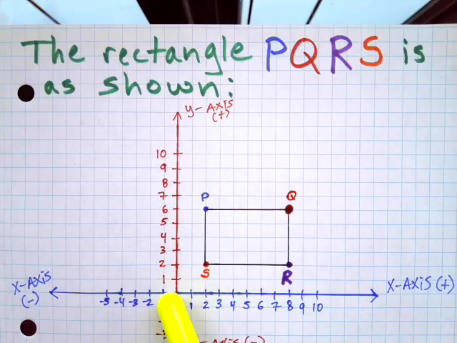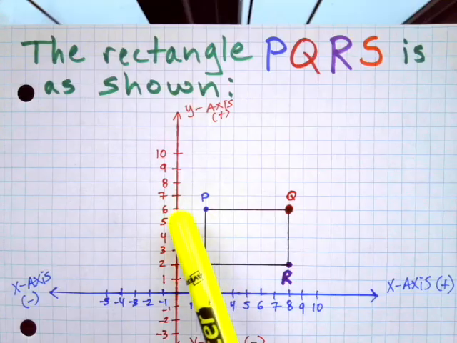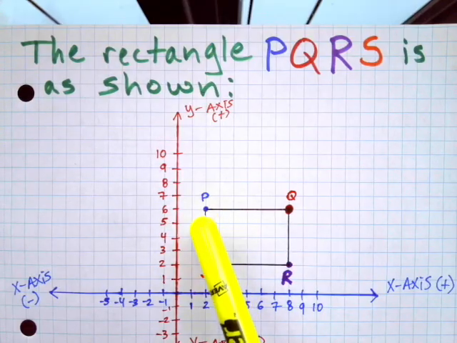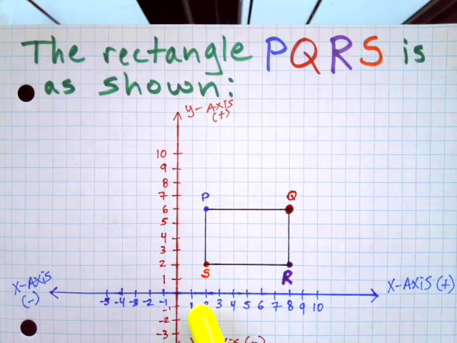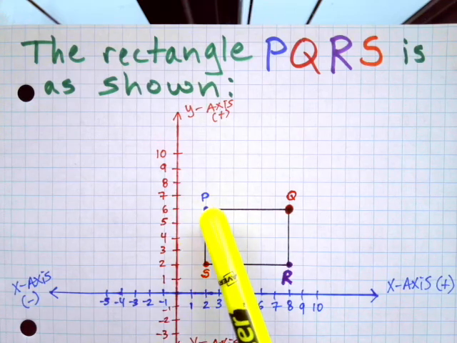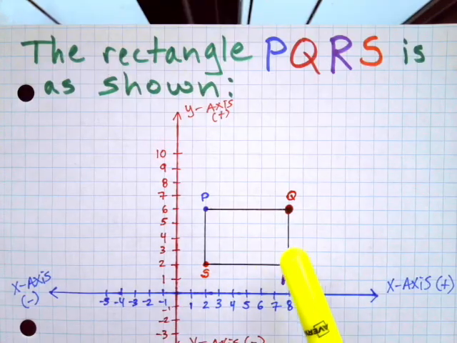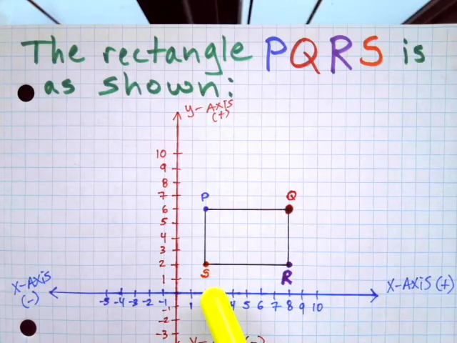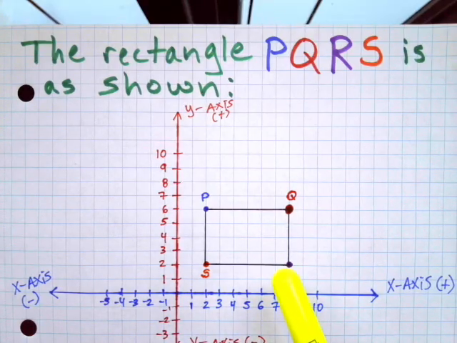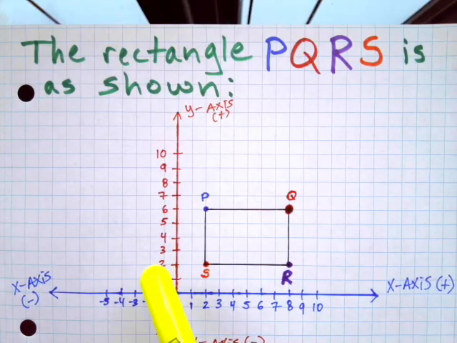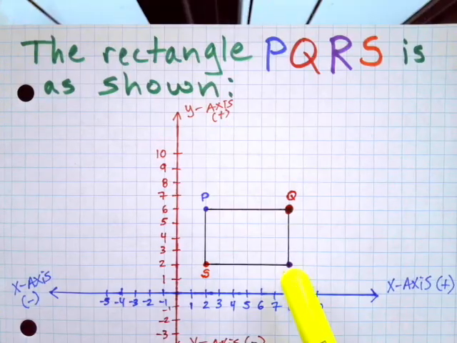Let's take a look at P. P is at 2 on X, and we go up the Y-axis, and it's 6 on the Y. So this plot point for P is 2 for X, 6 for Y. Let's take a look at R. Starting at 0, 0, we go along the x-axis. Point R is at 8 on the x-axis. On the y-axis, we're at 2. So 8 for x, 2 for y. That would be my ordered pair for R.